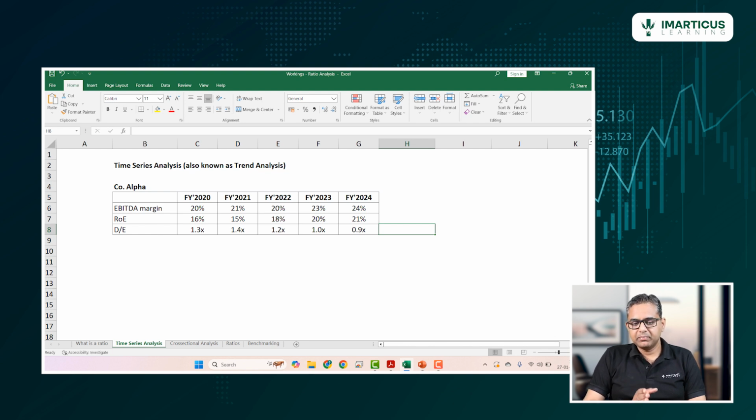We look at a single company over multiple years to figure out how the company is doing now versus historically, how the company has done. So if I see here, I can figure out that EBITDA margin of the company has improved over a period of last 5 years. Today it stands at 24% versus 20% 5 years back. So I can say that the company is becoming more operationally efficient, right? They are able to generate more EBITDA by reducing operational costs.